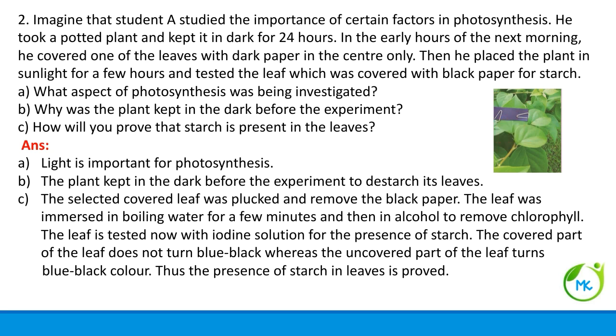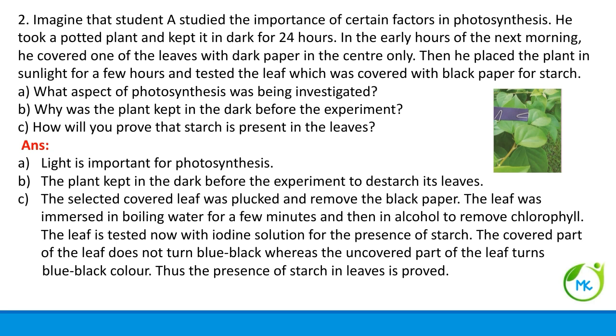So now coming to the question, what aspect of photosynthesis was being investigated? What aspect of photosynthesis are they going to study with the help of this experiment? They are going to study the importance of light. So the answer for question A is light is important for photosynthesis. That aspect only they are going to study. Second part of the question, what they are asking, why was the plant kept in the dark before the experiment? They have given in the question, the plant was kept in dark for 24 hours. So why was the plant kept in dark for 24 hours?